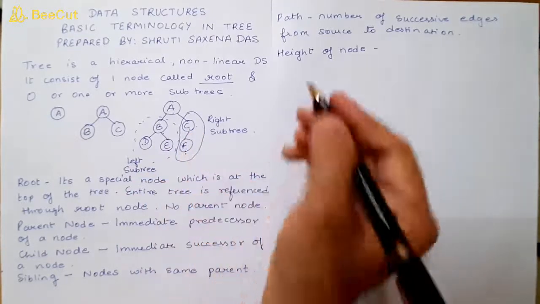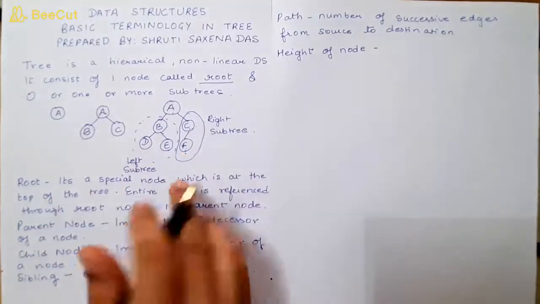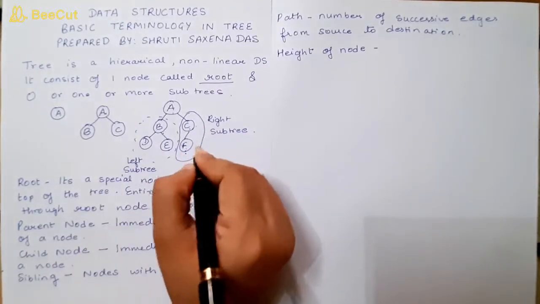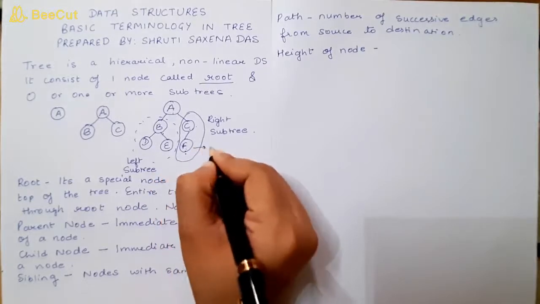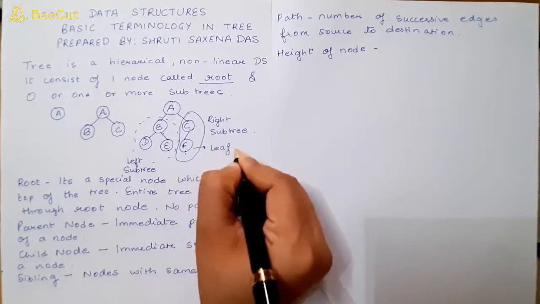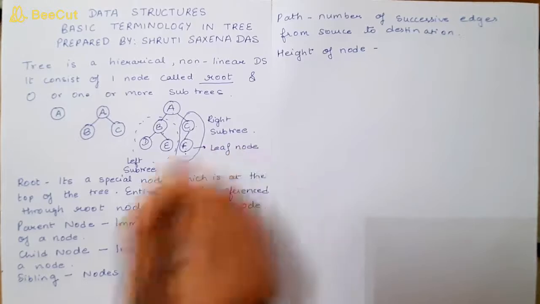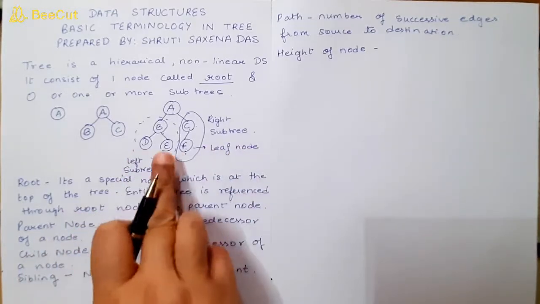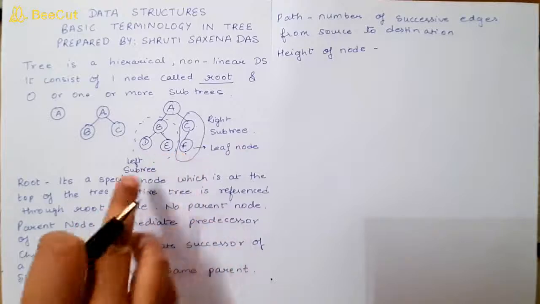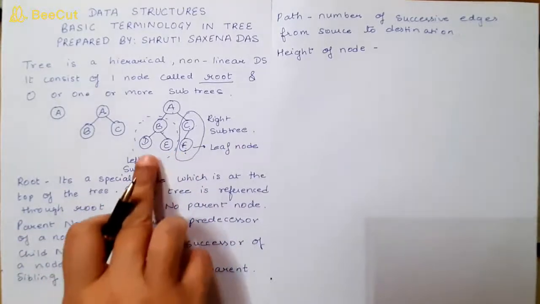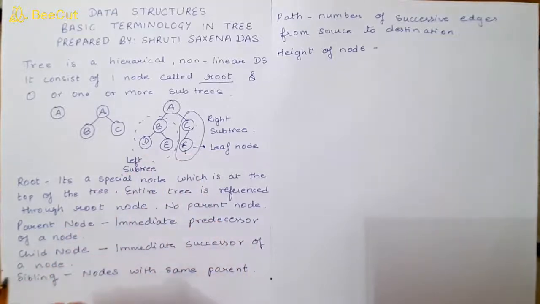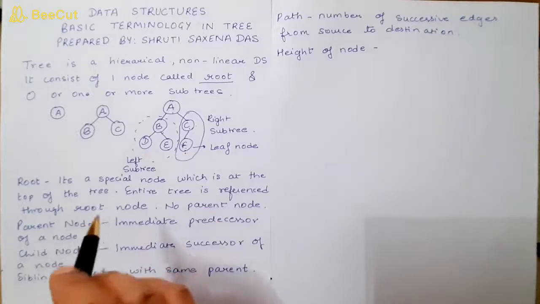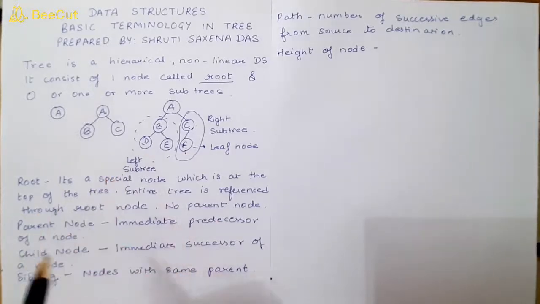So what is a leaf node? Before this, you should know what a leaf node is. Leaf node means any node which does not have any child. So all these are leaf nodes, D, E, F, because these are not having any child nodes. So these nodes will be known as leaf nodes. If you want to see the height of any node, you have to check the number of edges from that node to the leaf node.